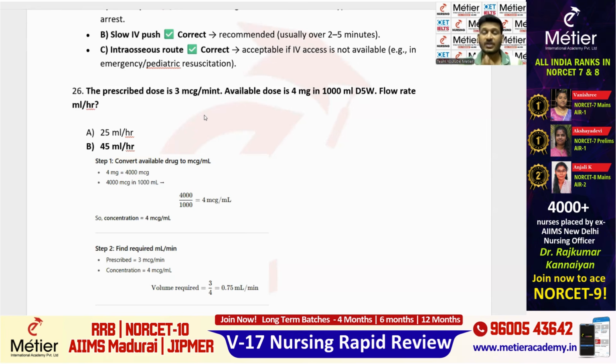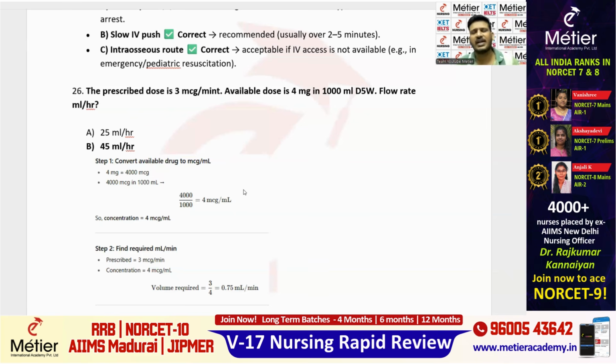So what are you supposed to do? See, 3 steps you have to follow, guys. Please listen carefully. Doctor order is in microgram. Available dose is in milligram. So first convert the mg into microgram. How to convert? Convert available drug to microgram. So take this 4 mg. 4 mg is equal to how much microgram? 4000 microgram. So 4000 microgram in 1000 ml. 4000 divided by 1000 is equal to 4 microgram per ml.